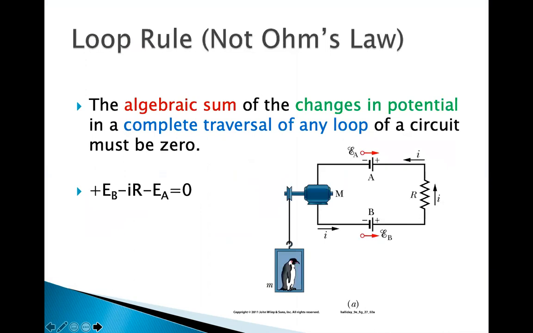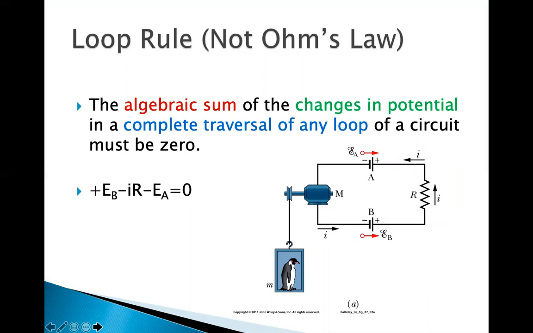Loop rule. Loop rule is different than Ohm's law. Ohm's law applies to a resistor. Loop rule applies to a circuit. So those are the different conditions. For example, in this loop, the total change of electric potential when you go all around a circuit is 0.